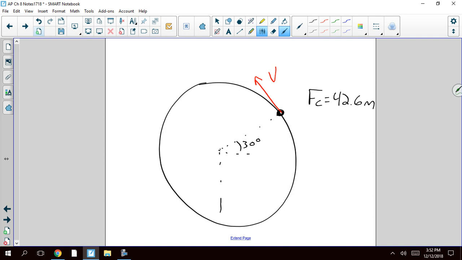How do I want to do this? Let's go back and draw in our radiuses in green. So here's our radius. If that's 30 degrees, then this is 30 degrees too, which means that the angle that we're traveling at is this angle here, 60 degrees. A whole bunch of geometry there.